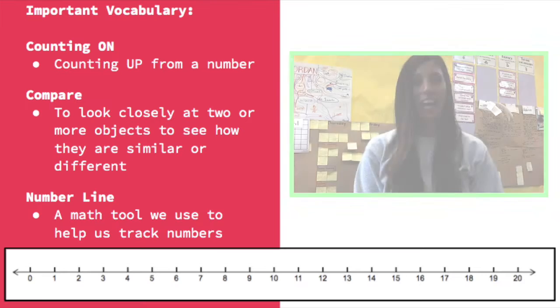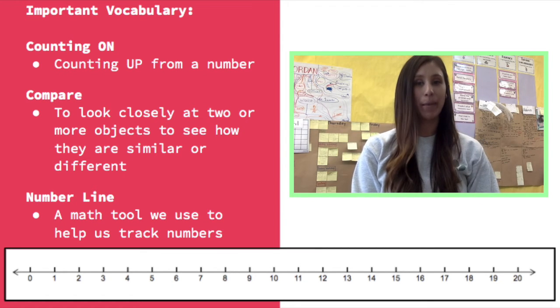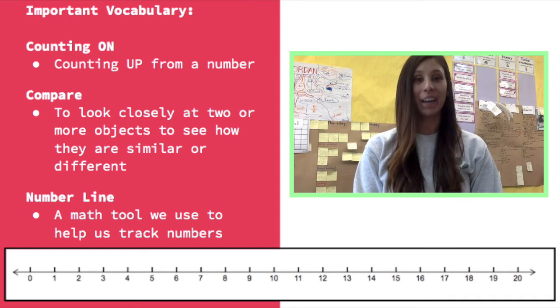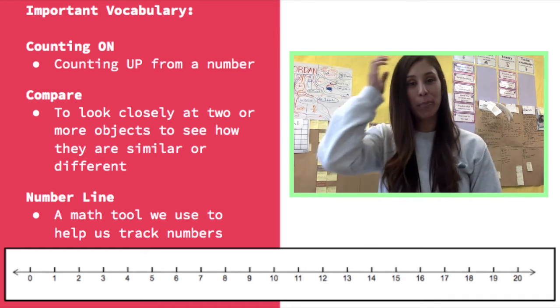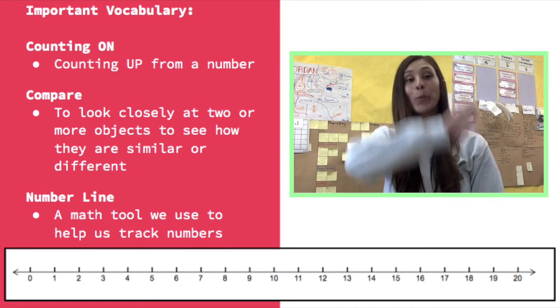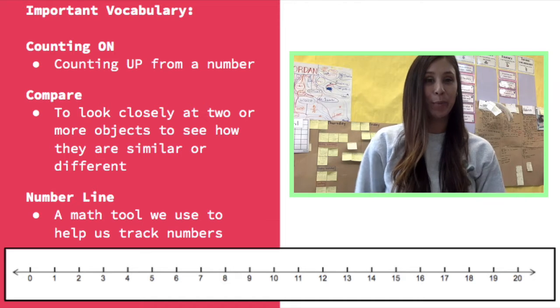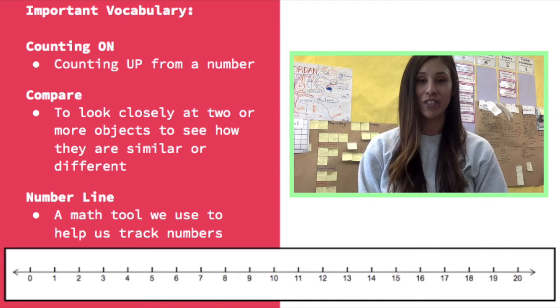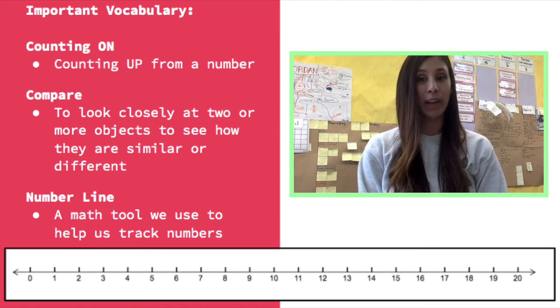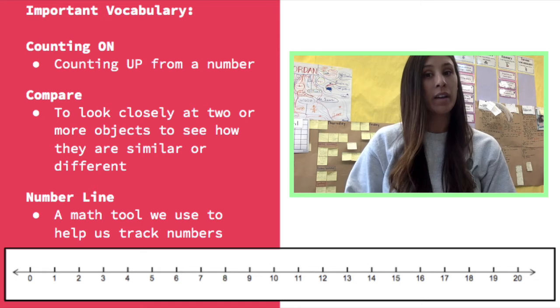Nice job. Now let's go over our important vocabulary. So our first word is counting on. Everybody say counting on. Now tap your head if you remember learning about how to count on this year. We did it way at the beginning of the year when we were learning all sorts of different addition strategies. Great. Now when we count on, basically all that means is we're counting up from a number.